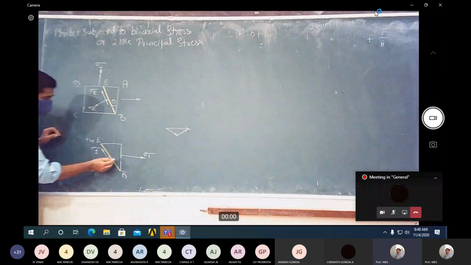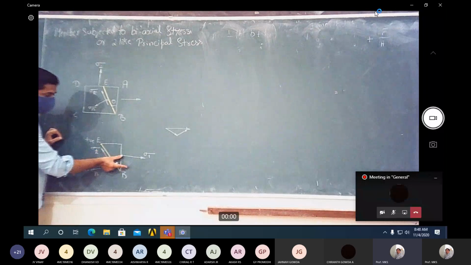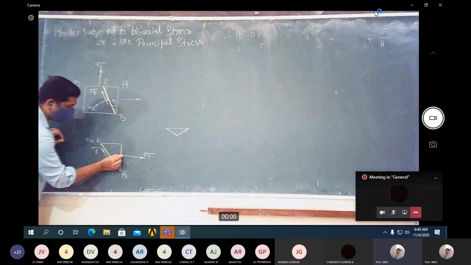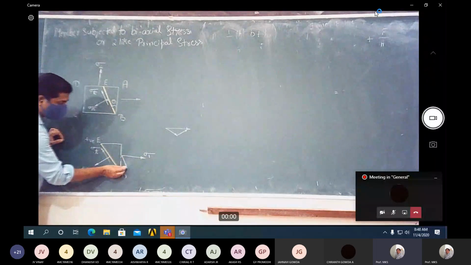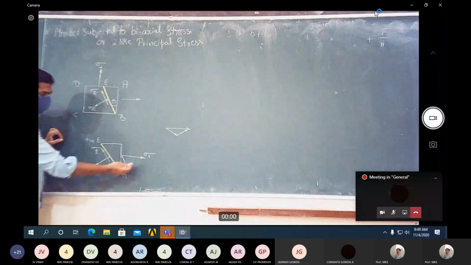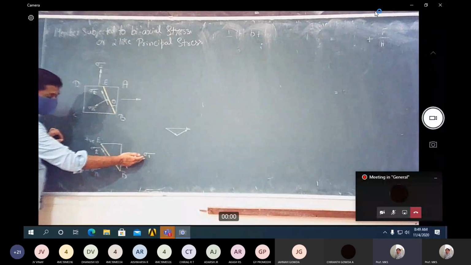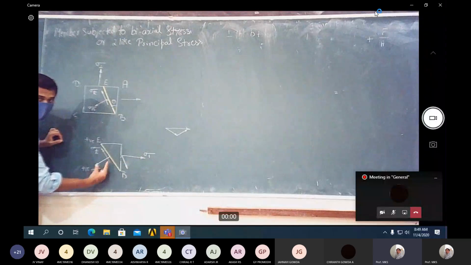So now let me resolve the tangential force. Take a line parallel to the tangential force, and draw it on the stress that is acting in the x direction. So this is the line which is parallel to the tangential stress. So draw the arrow mark. Now from the starting point of the sigma 1, you draw the line parallel to the normal force. Now let me resolve the normal force.